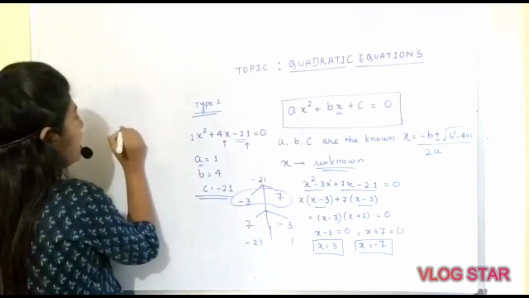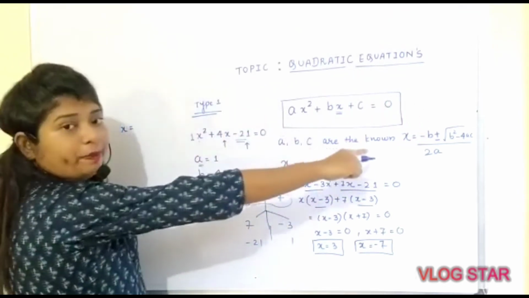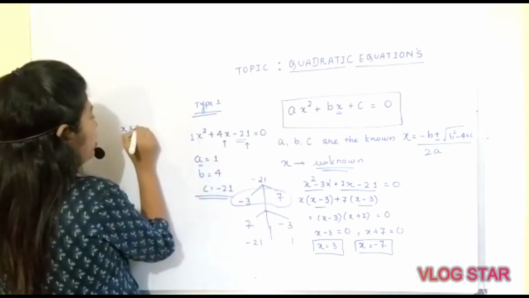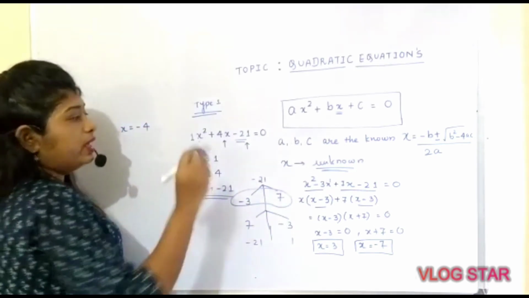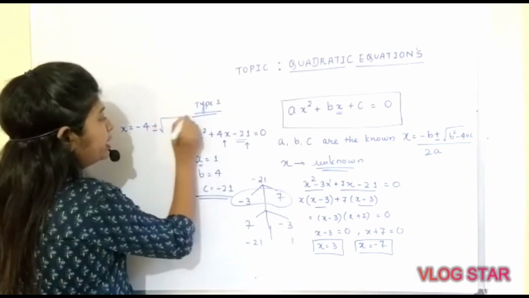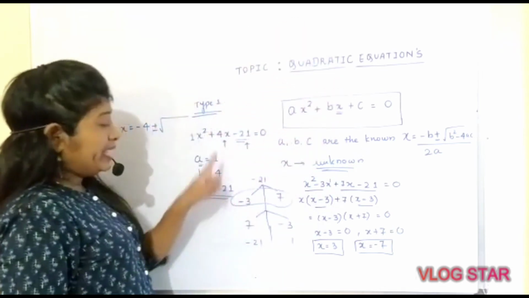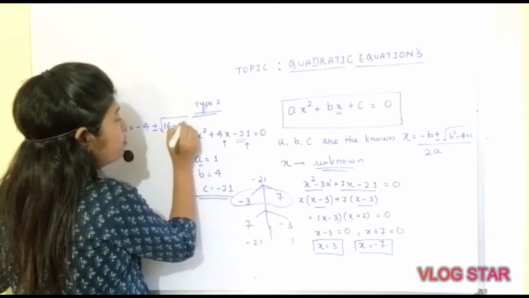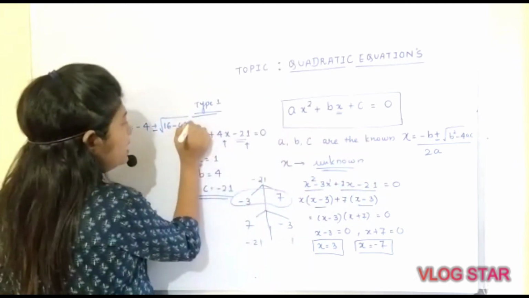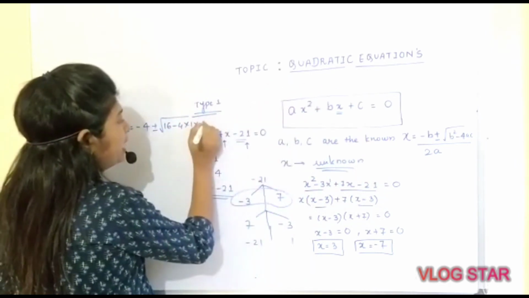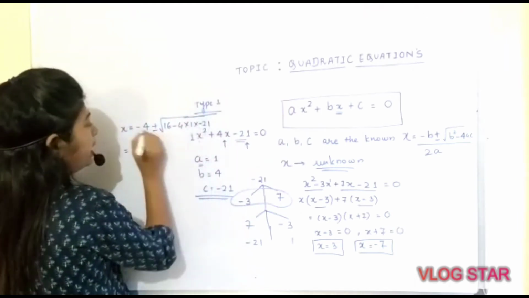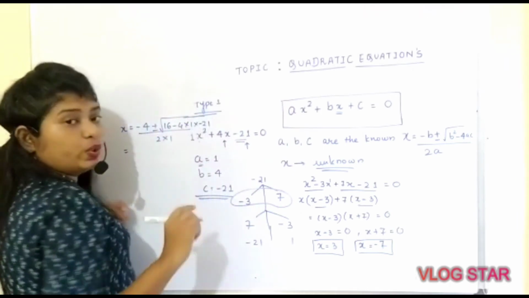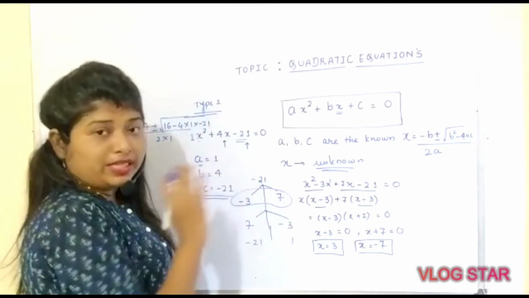Can you tell me? X is equal to, what is the value of b? b is what? 4. So can I write minus 4? Then plus or minus under root of b square. So b is 4. 4 square will be 16 minus 4 into a. A is 1. Then c is minus 21. And upon we have to write 2 into 1. I hope you have understood this concept.